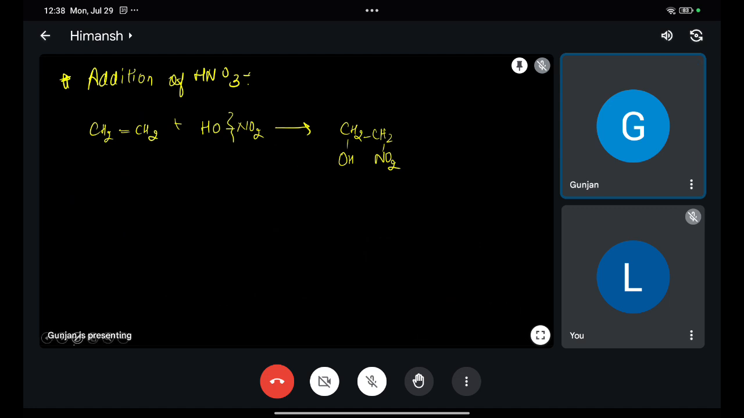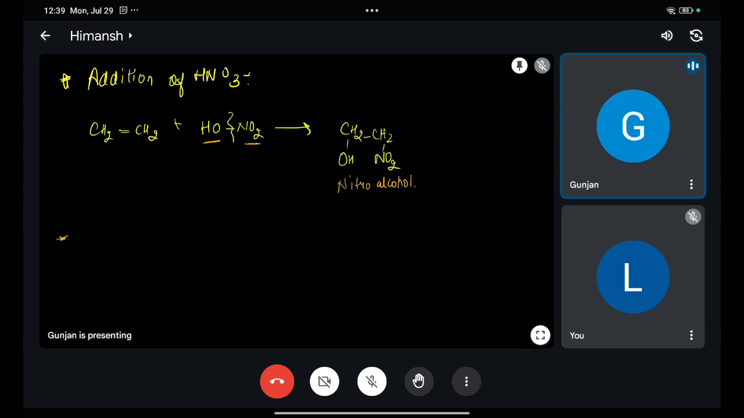Got it or no? Ma'am, on any side they can attack. Okay. Any side in the sense OH and NO2. OH negative, NO2 positive. Right? So it is nitro alcohol, which is forming over here.